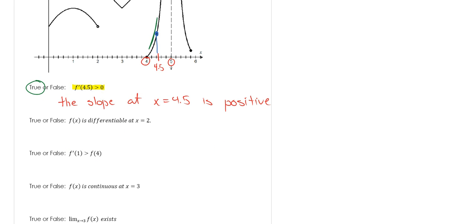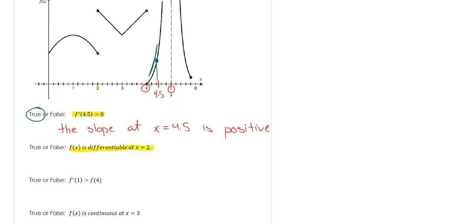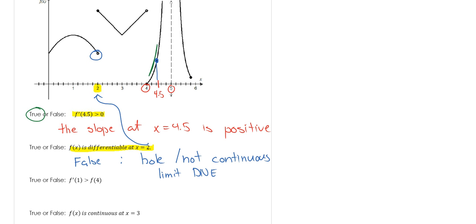F of x is differentiable at x equals 2. Okay, so where is x equals 2? Well, it's right here. All right, so are you differentiable at that point? And the answer is false. It's false because you have a hole there, and so it's not continuous. It's not continuous, and the limit does not exist. All right, so the limit doesn't exist if it's not continuous and you're not differentiable.